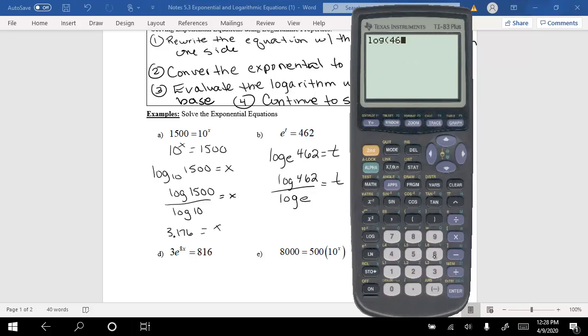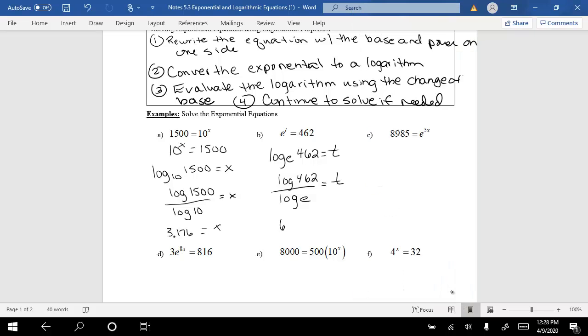Log of 462 divided by log of e gives me an answer of 6.136. We're going to round that to 6.136. Remember, when you're doing your MyMathLab, you're going to have to make sure that you round correctly.